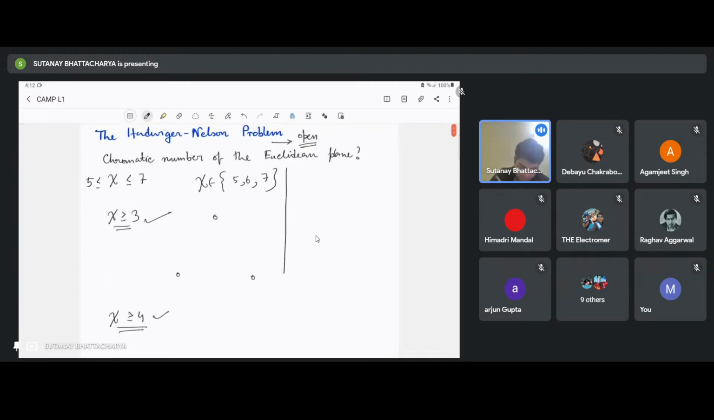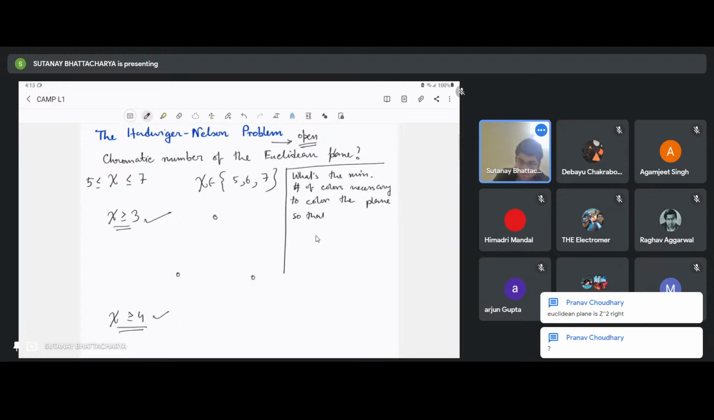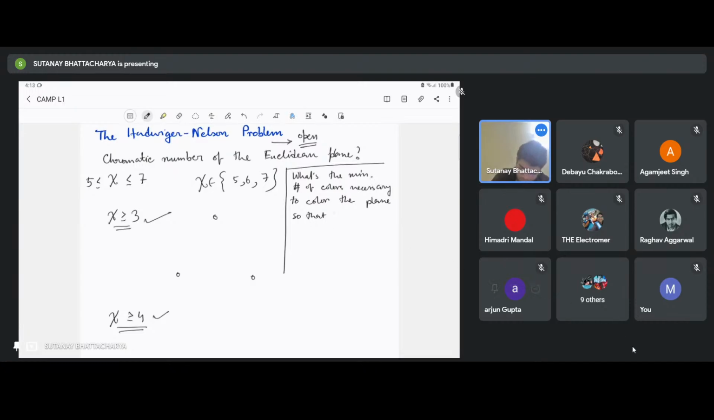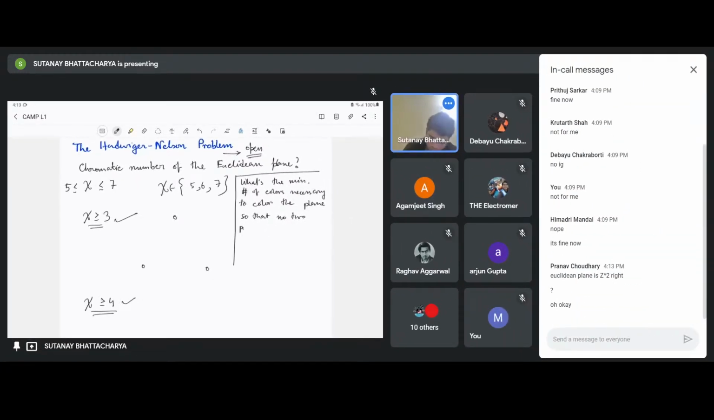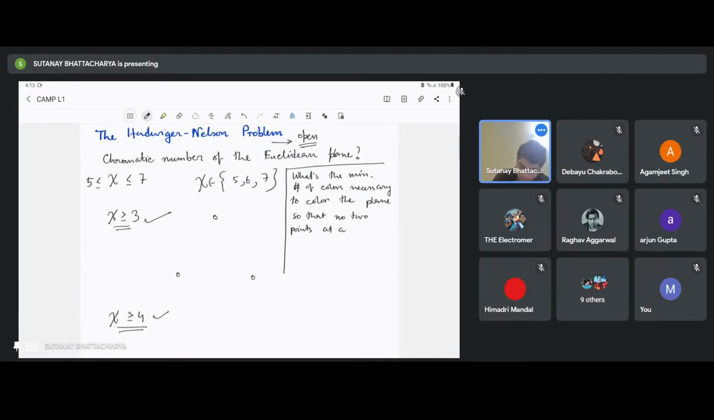I should probably write down the problem statement somewhere. What's the minimum number of colors necessary to color the plane so that... The Euclidean plane is not Z squared, it's R squared. So that no points at a distance of 1 are the same color.